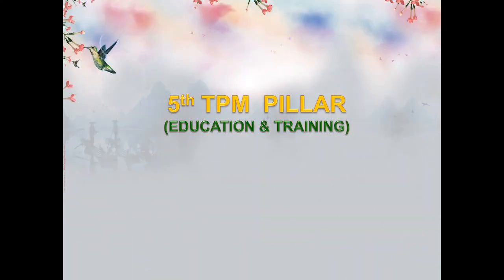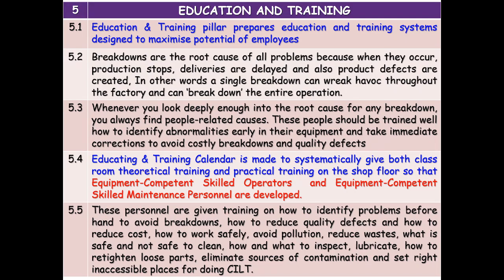The fifth pillar is education and training. The education and training pillar prepares education and training systems designed to maximize the potential of employees. Breakdowns are the root cause of all problems because when they occur, production stops, deliveries are delayed, and product defects are created. In other words, a single breakdown can wreak havoc throughout the factory and can break down the entire operation.